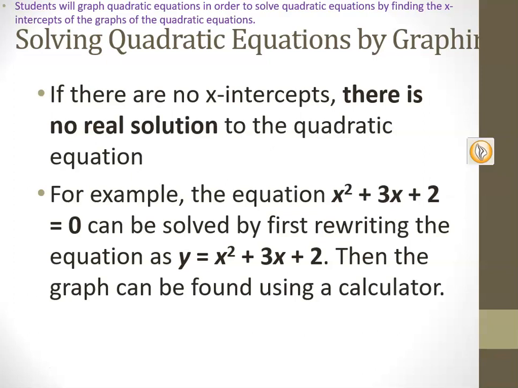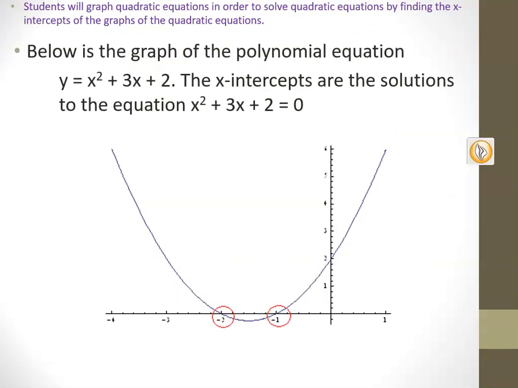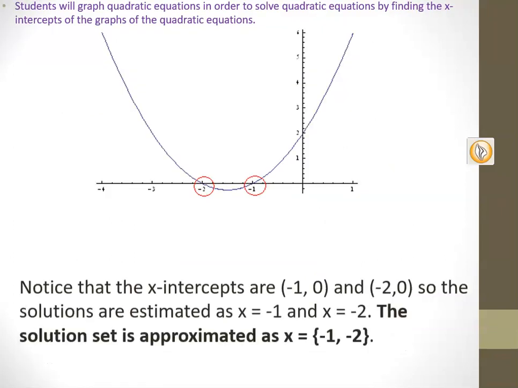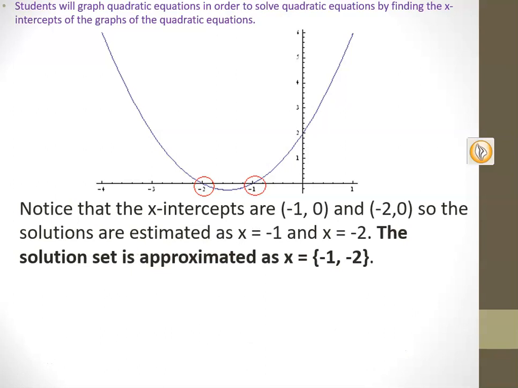So for example, the equation x squared plus 3x plus 2 can be solved by first rewriting it as the equation y equals x squared plus 3x plus 2, then graphing using a calculator. So here I've graphed it on my calculator, and then I just want to find my intercepts. So my solutions are -2 and -1, which means that if I plugged in -2 and -1 into the equation, it should equal 0.